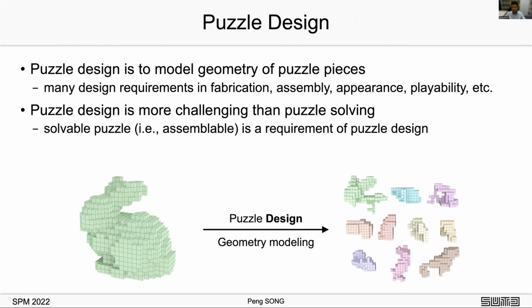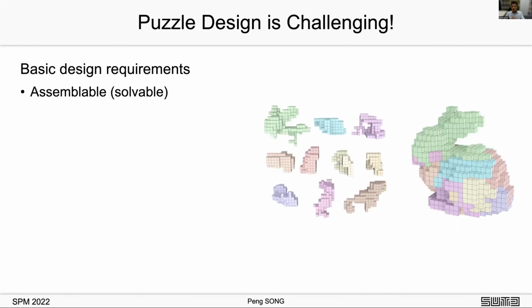Obviously, puzzle design is a more challenging task than puzzle solving. This is because when we design a puzzle, we have to ensure that the puzzle can be solved. That means once a puzzle is designed, its solution should be already known. Puzzle design is a challenging geometry modeling problem since there are many requirements that have to be satisfied.